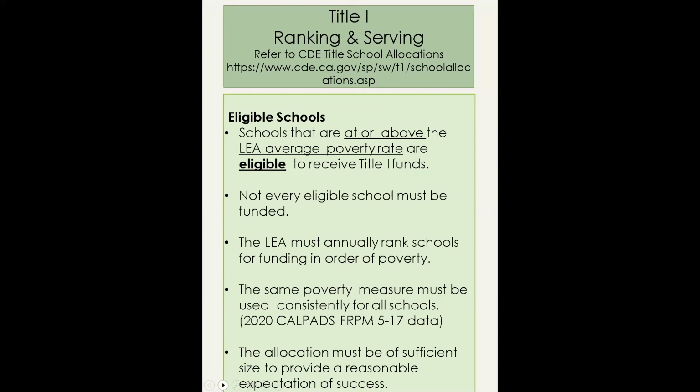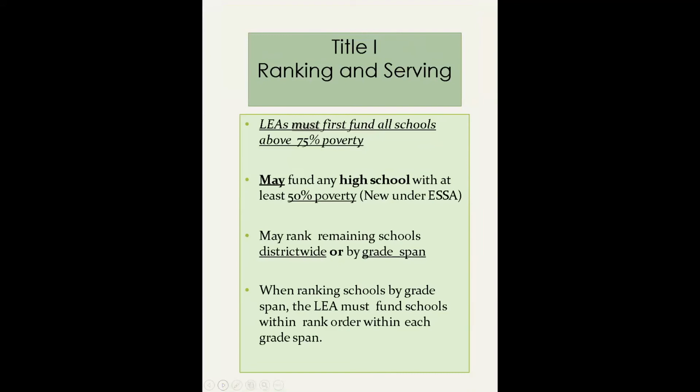On the next page, there's a few rules. You have to fund first all your schools that are above 75% poverty. And for some districts, that's the end of it. Okay, you fund them, that's it. That's most of your schools. But if you have schools over 75, you have to fund them first.